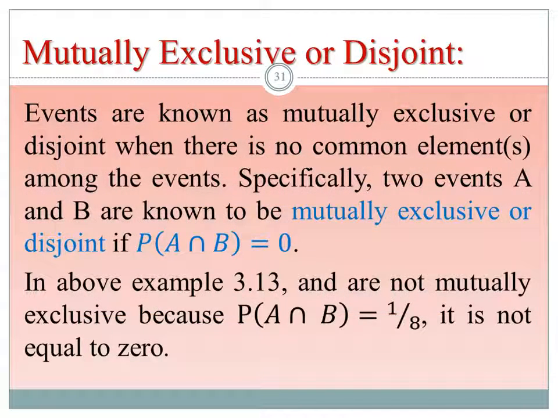Alright, so next, mutually exclusive or disjoint events. Events are known as mutually exclusive or disjoint when there is no common element among the events. Specifically, two events A and B are known to be mutually exclusive or disjoint if the probability of A intersection B is equal to 0. That means A intersection B should be equal to empty. Okay. For example, in our previous example, the probability of A intersection B is equal to 1 over 8. This is not equal to 0. So that means in this situation, A and B are not mutually exclusive events.